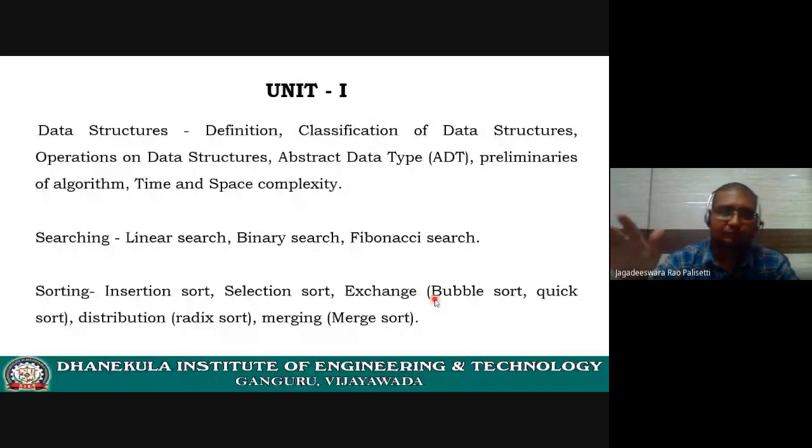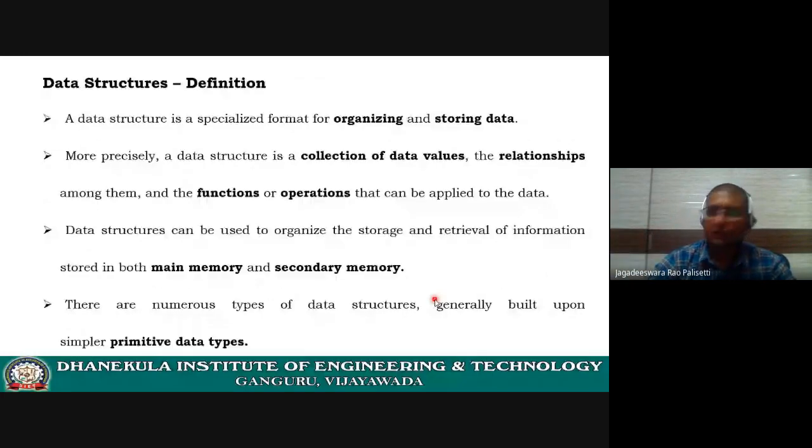Am I clear? So that is about the syllabus now. So let's start with what is a data structure and what are the different data structures we have.